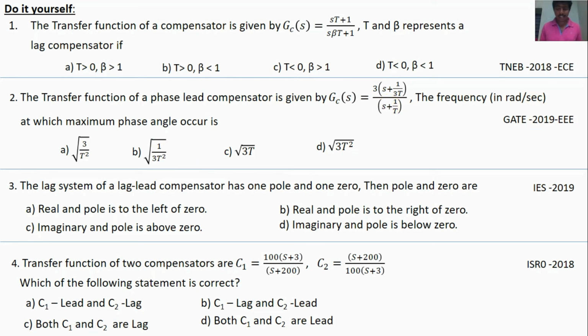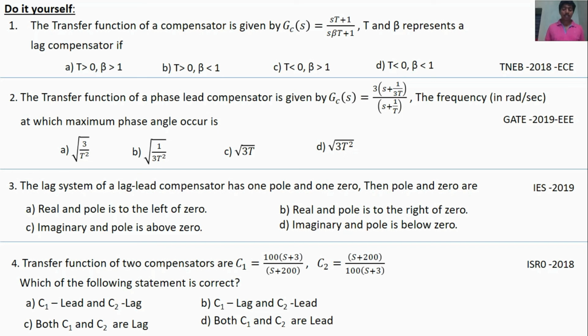The third question was asked in the Indian Engineering Services Examination 2019. This is the condition for the compensator to act as lag. Let us take a pole and a zero, both on the real axis. Options C and D are wrong. Just take the pole on the left side of the zero, for example pole is equal to minus 2 and zero is equal to minus 1. If the pole is on the left side of the zero, then is it lag or lead?